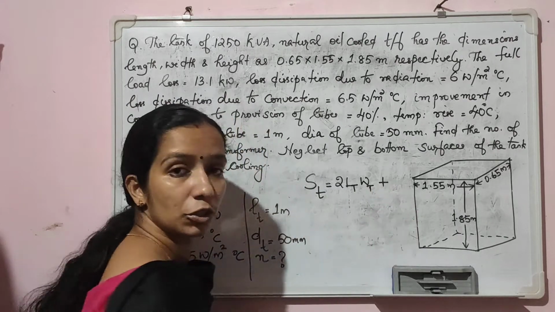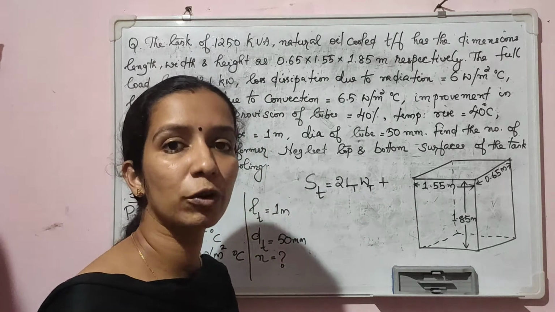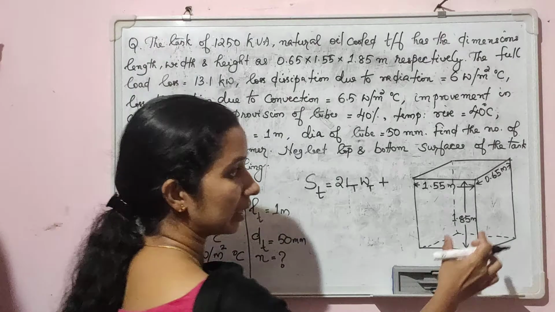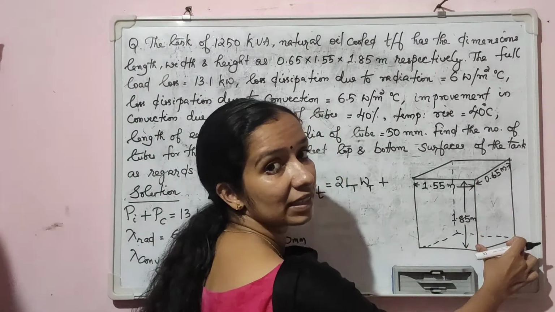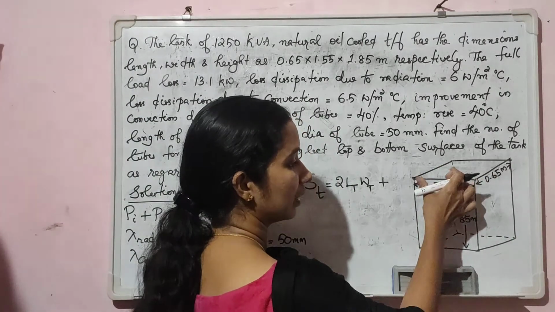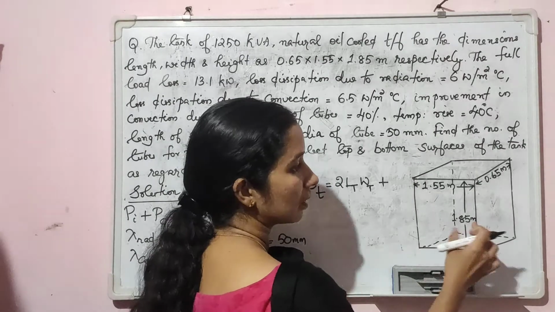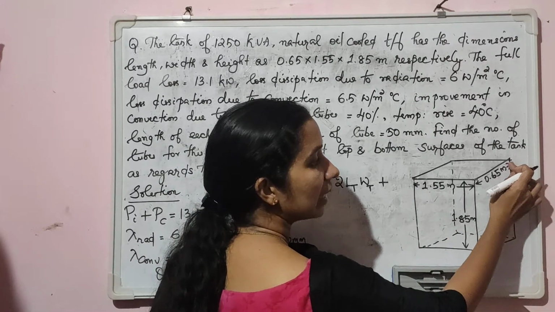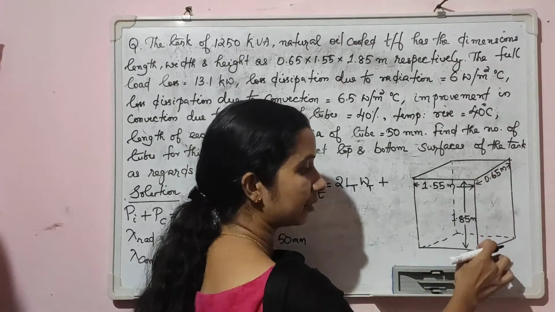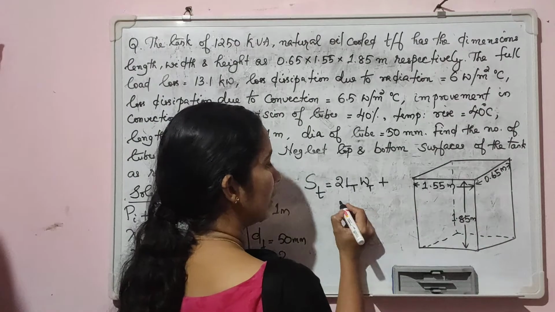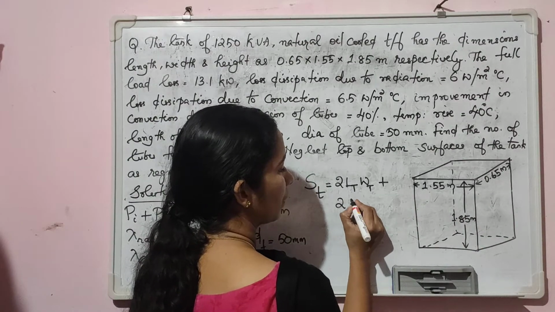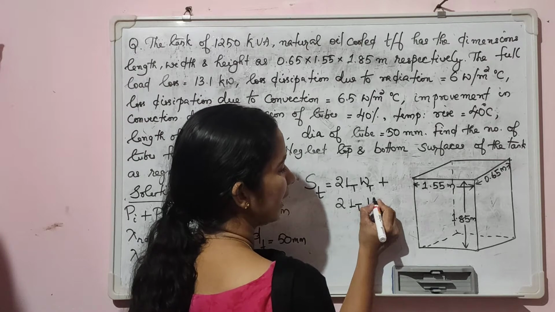plus 2 more faces are there, 2 more vertical sides are there, that is this side and the side at the back of this side, that is this one. So what is the area? Length of the tank into height of the tank, that is 2 into LT into HT.